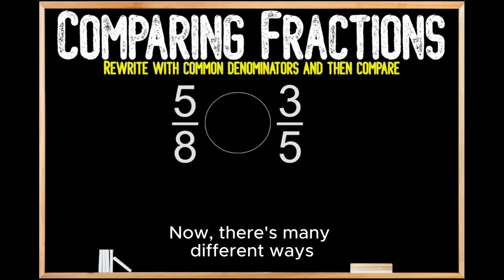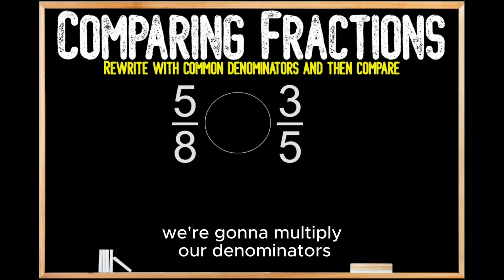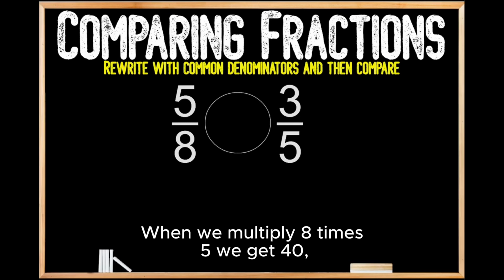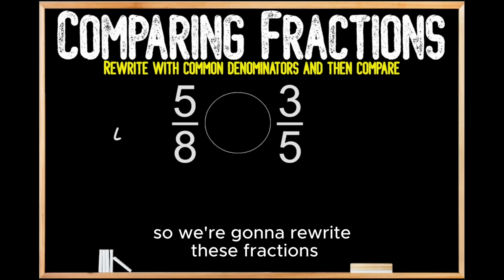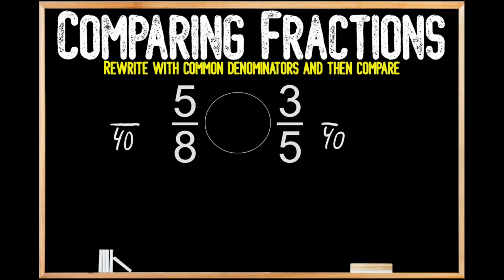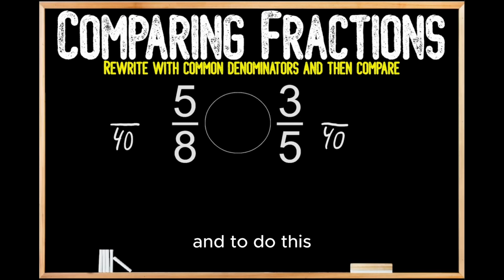Now, there's many different ways of finding common denominators, but for the purposes of this video, we're going to multiply our denominators to find a common denominator. When we multiply 8 times 5, we get 40, so we're going to rewrite these fractions with a common denominator of 40.